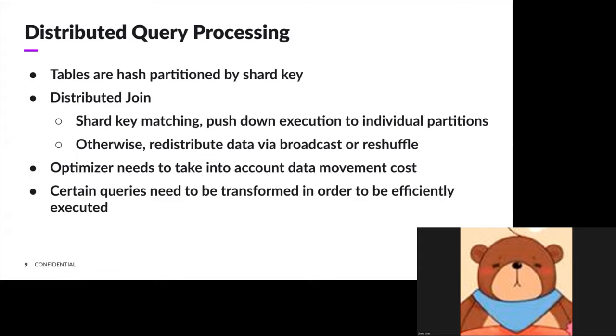Certain query shapes require moving the data. For example, in a distributed join, in the simple case where the shard key matches, the aggregator can just push down the execution to individual partitions. But if the shard key does not match, the leaves need to redistribute the data via broadcast or reshuffle. The optimizer also needs to take this data movement cost into account. And certain queries also need to be transformed in order to be efficiently executed. SingleStore is able to run all TPC-H and TPC-DS queries with good performance.